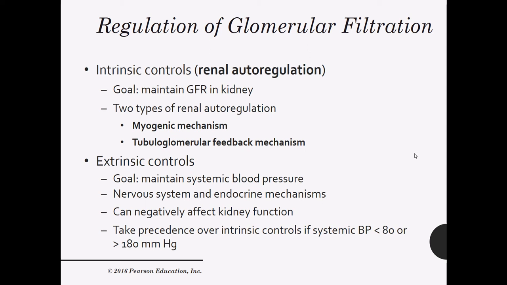your kidneys. So if we're between 80 and 180 millimeters of mercury blood pressure, if we're in a relatively normal blood pressure range, then the kidneys will mostly be governed by these intrinsic mechanisms. But if blood pressure gets too high or too low, the extrinsic mechanisms, the nervous system, the endocrine system, will take over to get the blood pressure back into a normal range, kind of no matter what happens to the kidney. And at that point, when blood pressure is too high or too low, maintaining that blood pressure and getting it back to normal is actually more important than maintaining the proper functioning of your kidneys.